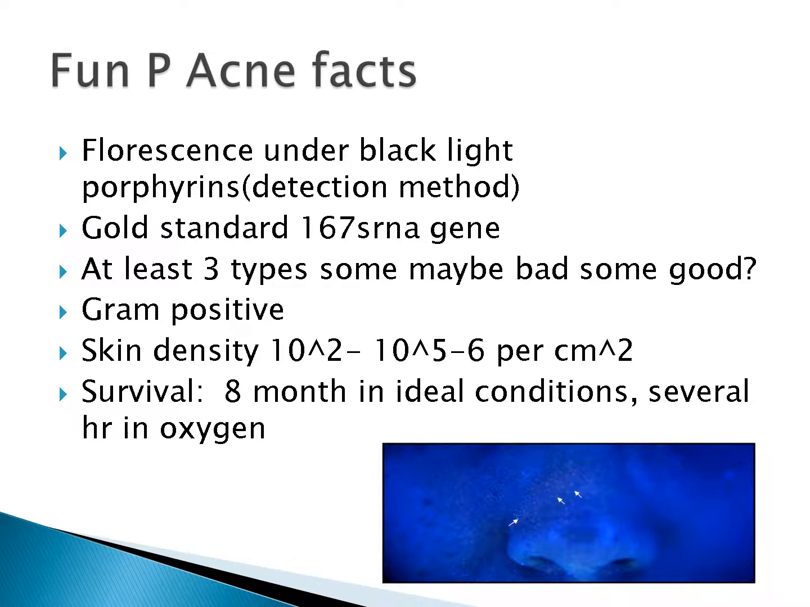The gold standard for identification is the 16S rRNA gene. So basically, that's a definitive understanding that that's the gene that makes P. acne, supposedly P. acne, unique. There are at least 3 different types of P. acne, and some may be bad and some may be good. What I mean by that is, if you have some or more of type 1, then you're less likely to have acne than, let's say, type 3. That's not necessarily definitive, but there is research going in that direction, and some of it has been fairly positive, actually.